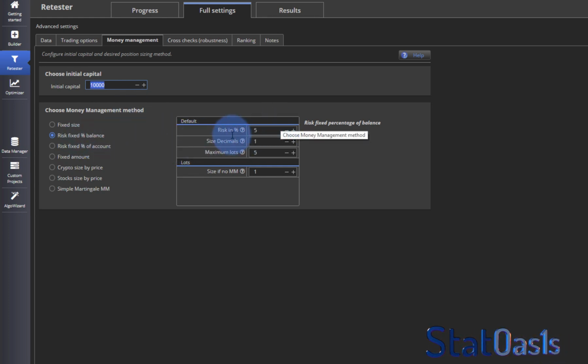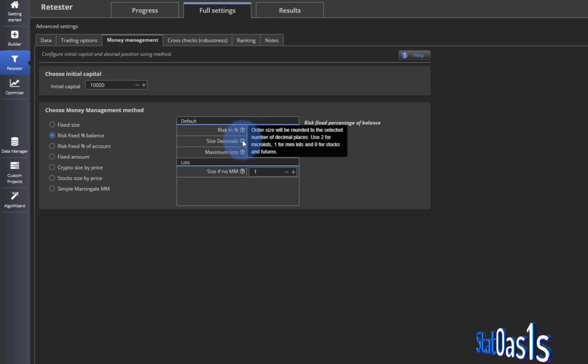And the way you use this is you pick a risk percentage per trade. So for example, here we're using 5% risk per trade. Size in decimals, it's always 0 for futures and stocks. And if you don't remember, you just hover over the question mark and you can see.